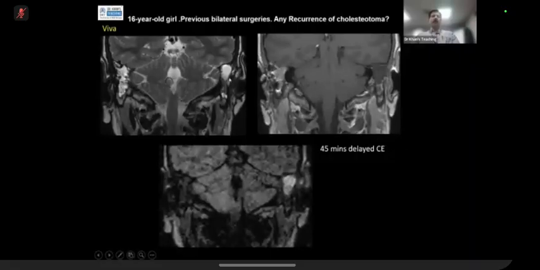Now this is bilateral, so I want you to tackle right and left. Let me describe: this is a 16-year-old with previous bilateral surgeries, any cholesteatoma. First of all, tell us what is happening on the right. Just concentrate on the right, and then I will ask you the left. Over to you.